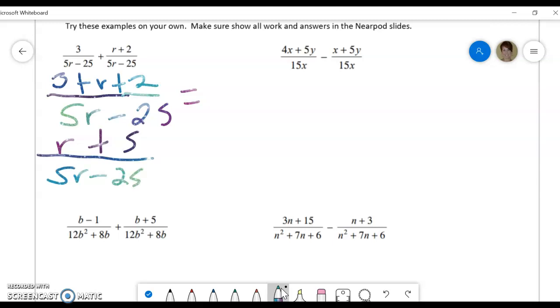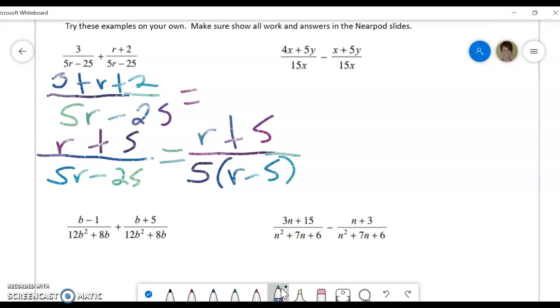So technically, did I add those rational fractions? Yes, I did. So now I'm going to see if it simplifies. The numerator cannot be simplified anymore. In the denominator, I'm going to factor out the GCF, which is a 5. So I have 5 times r minus 5. And there's nothing I can do here. The numerator and denominator, there's nothing I could factor out to make them be the same.